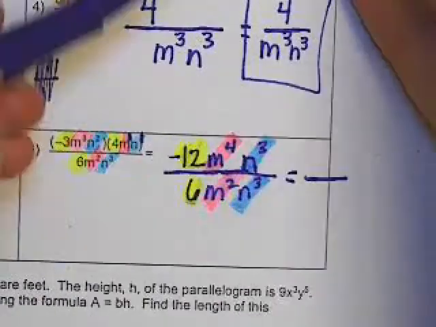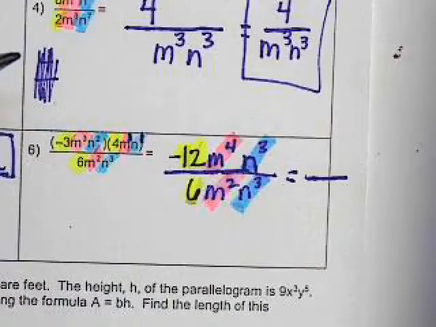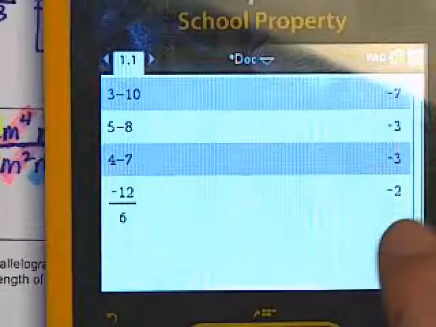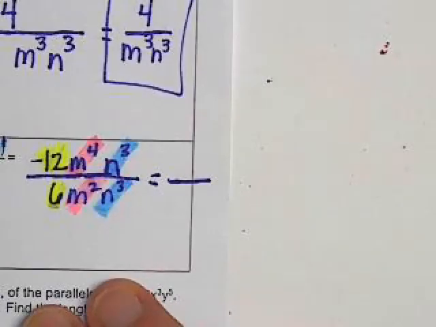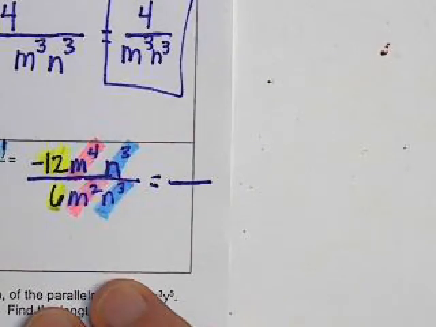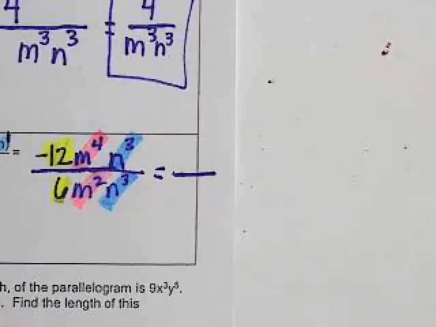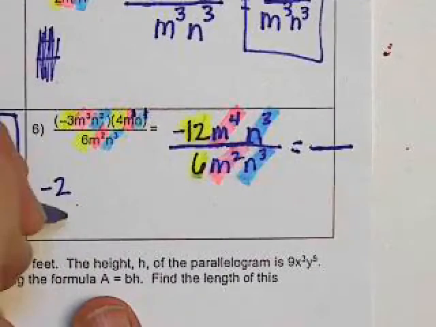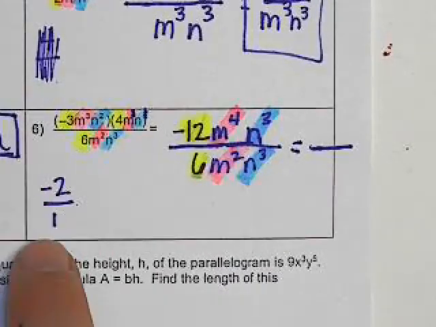Divide. So what do I do with the big numbers? Divide. Negative 12 divided by 6 is what? Negative 2. Good. If I do that in the calculator, negative 12 divided by 6, I get negative 2. Now, is negative 2 going to go on the top or the bottom? Bottom. No, the bottom. 6 is bigger. Now, if I wanted to write negative 2 as a fraction, how would I write it? Negative 2 over 1. A whole number is a fraction, you just put it over 1.